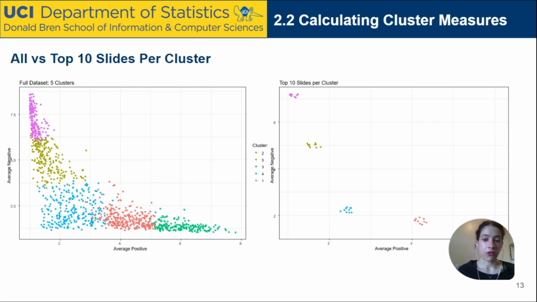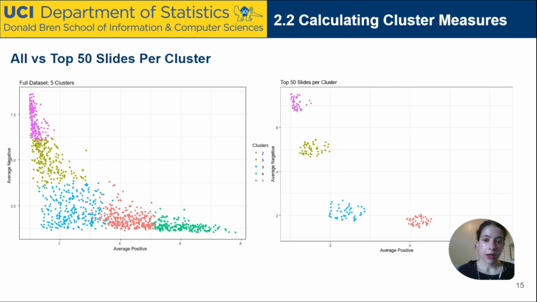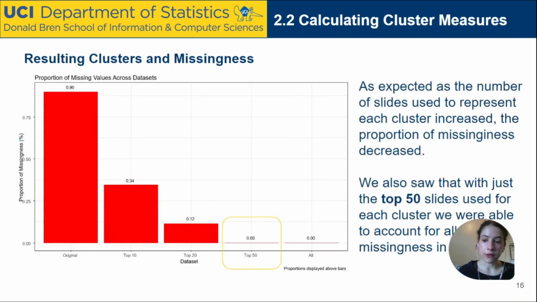So if we treat the number of slides used as a tuning parameter, we can see how the proportion of missingness changes over time. We can see how, as you increase it here, this is for top 20 and top 50, they all have a good separation.